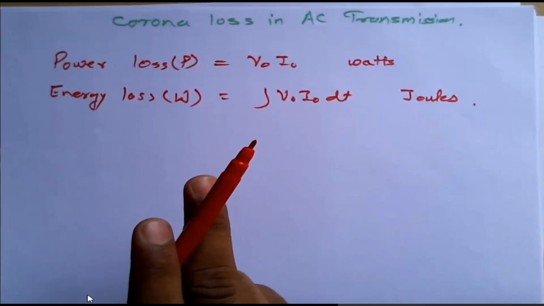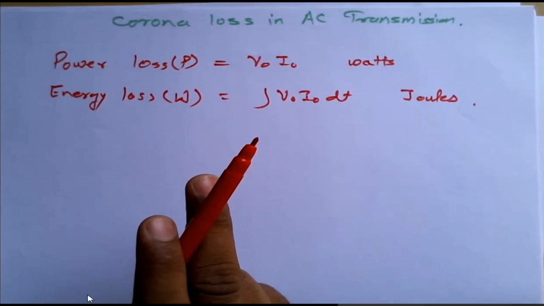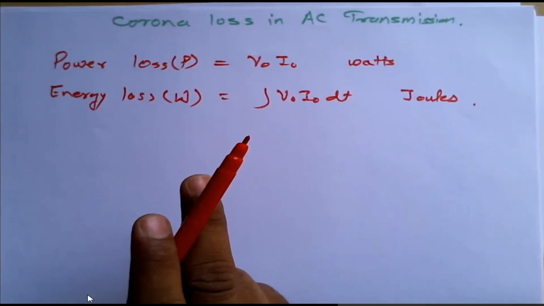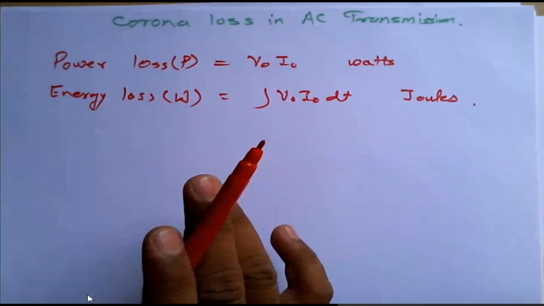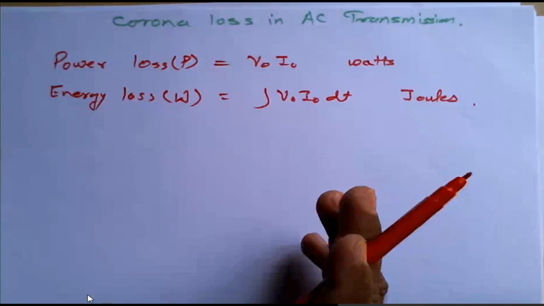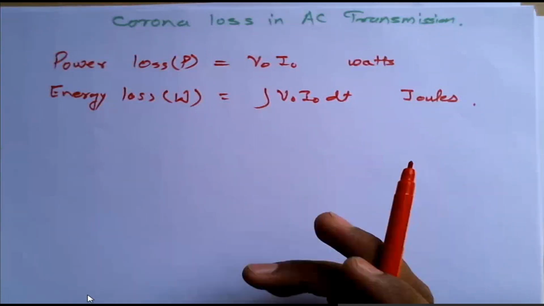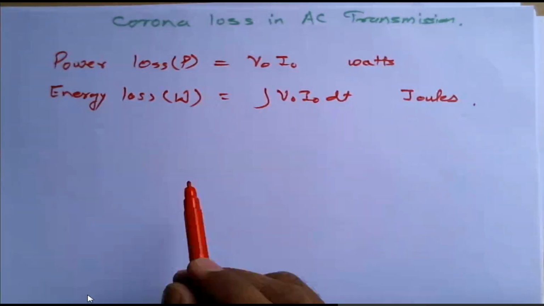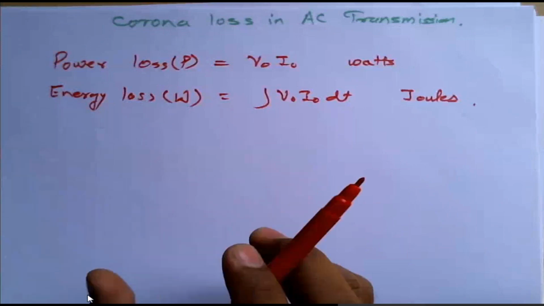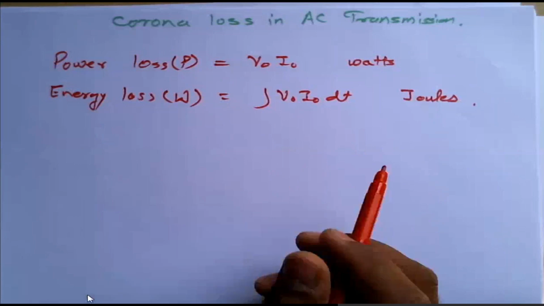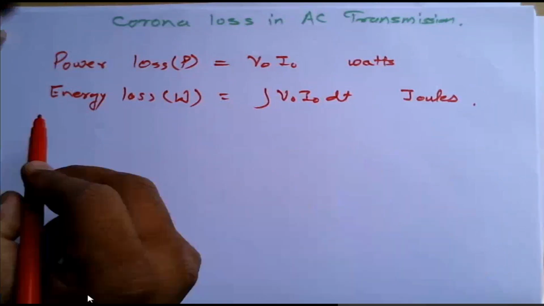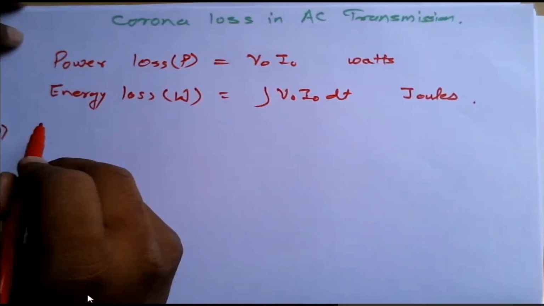One is the voltage of the transmission line system, and the second is the weather. It depends on the weather conditions. There are different scientists who have explained the power loss formula for corona, and we are going to see the formulas for that power loss. So the first one is Peek's formula.